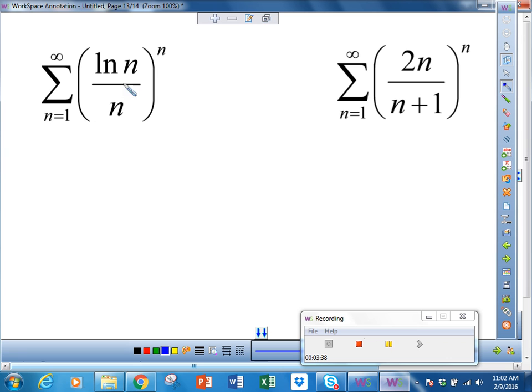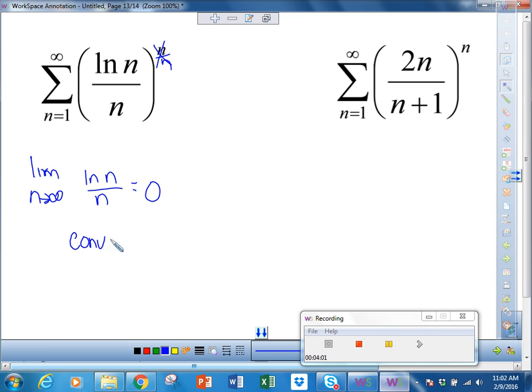Okay, once again, I'm going to take the nth root of this. When I take the nth root of this, I just end up with the limit as n approaches infinity of natural log of n over n, because I've taken the nth root of that. That got rid of that. And of course, that is 0. Because it's 0, it's going to converge because it's less than 1.